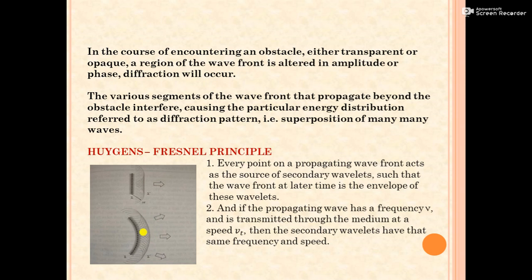If the medium is homogeneous, the wavelets may be constructed with finite radii, and if it is inhomogeneous, the wavelets must have infinitesimally small radii. You can see from the diagram. This technique ignores most of each secondary wavelet and considers only the portion common to the envelope. From the figure, it is clear that the major portion of the wavelets is not considered here. Only the common portion of the wavelets is considered as the envelope of the wavefront.